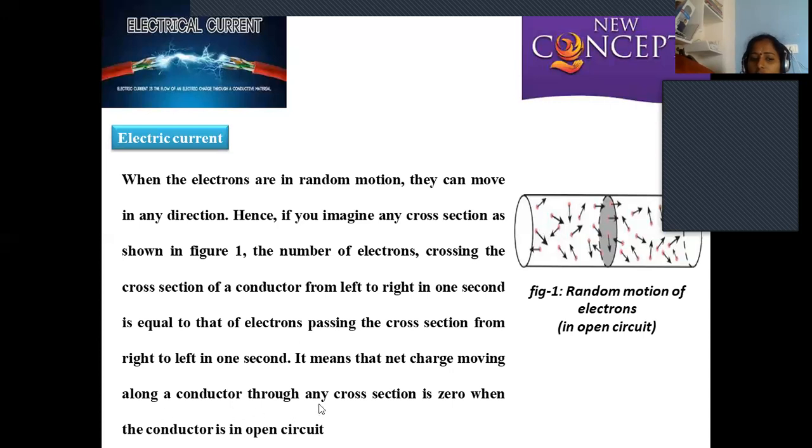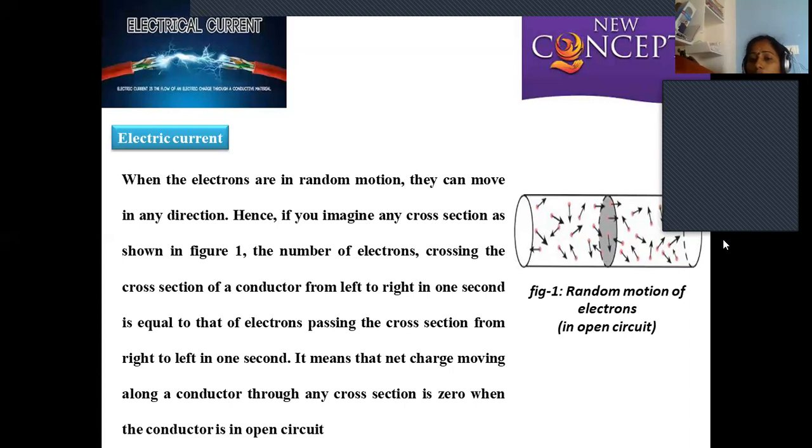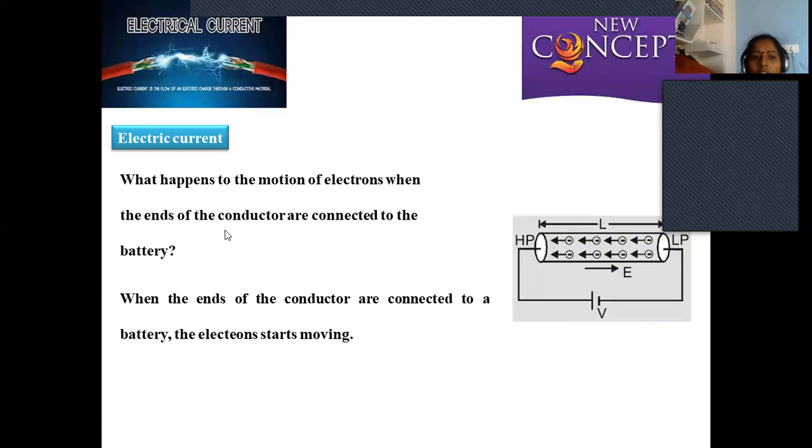It means the net charge moving along the conductor through the cross section will become zero, because the extent of electrons moving from left to right is exactly equal to right to left. The net charge will become zero when the conductor is in an open circuit. So when it is in an open circuit, the net charge through the cross section will become zero, because the extent of electrons moving in one direction is exactly equal to the opposite direction. Charge cancellation is possible.